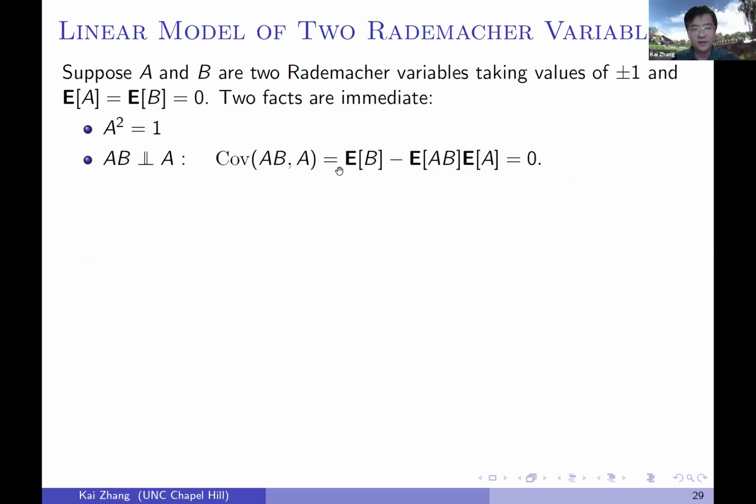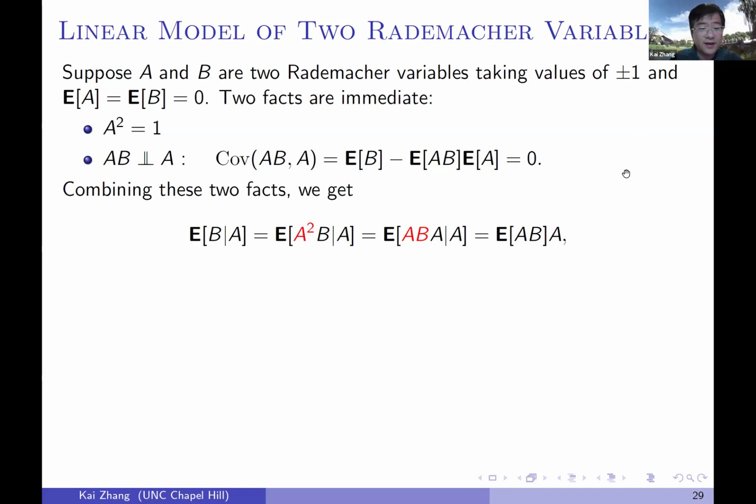If you check the covariance, a squared is 1, so you have E[AB], E[B] and E[A] here, and E[A] and E[B] are both zeros. We can combine these two simple facts to study the expectation of b given a. If this is our target, we can always insert a squared there, since a squared is 1. Then we can rewrite this product as AB times A. Then we use the second fact, AB and A are independent, so we can factor out this expectation: the expectation of AB times A. So that's a function of A.